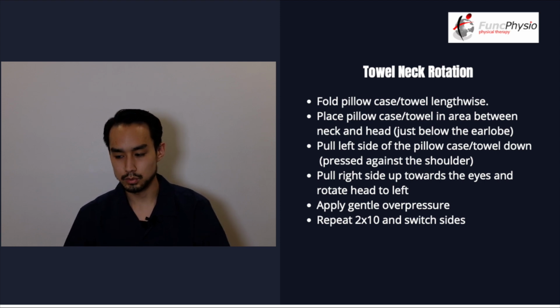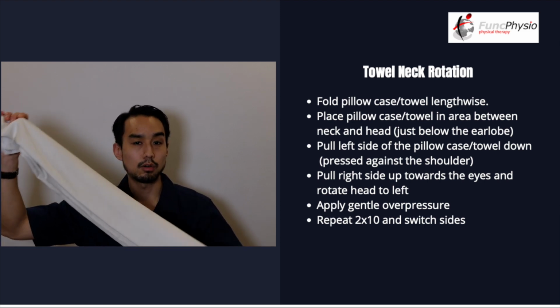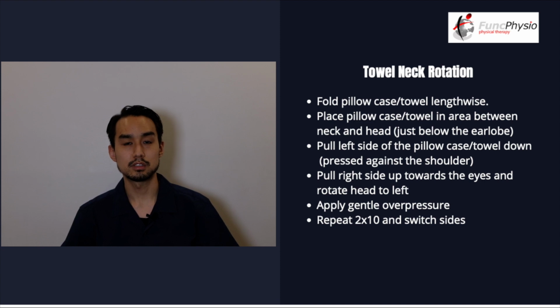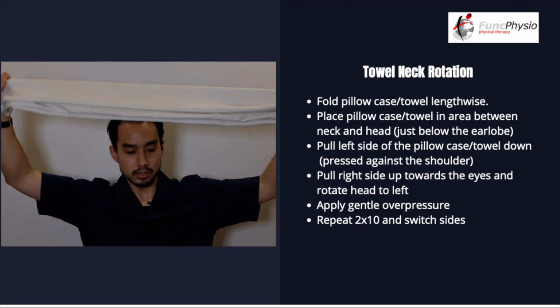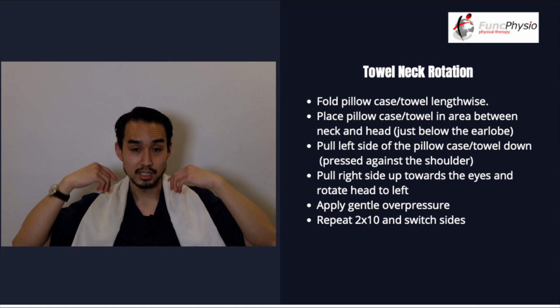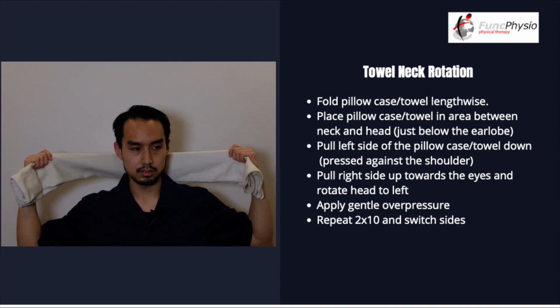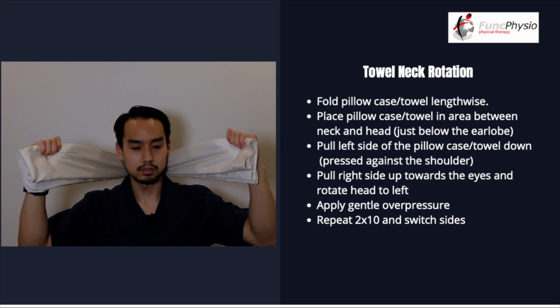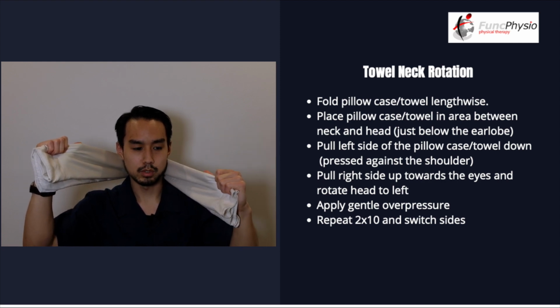For our next exercise, what you're going to need is either a towel or this is a pillowcase, just fold it lengthwise. What you're going to do is put this so that the edge of the towel is at the base of the skull. As we previously mentioned, that's where the neck and skull or head meet, and that's where we want it.